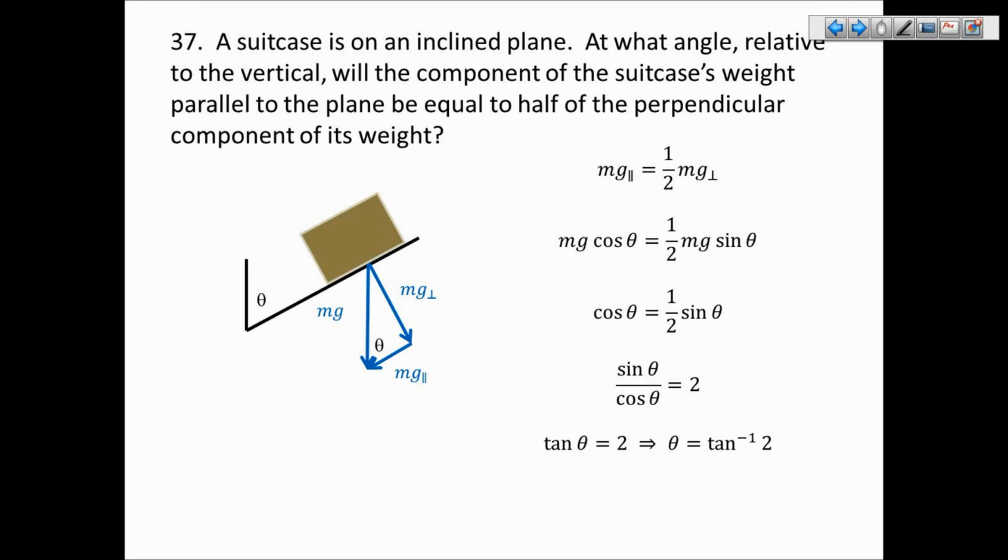To get rid of my tangent, that is to solve for my theta, I use an inverse tangent. Again, this is just a button on our calculator, typically second and then the tangent button. So theta is equal to the tangent inverse of 2. Plugging that into my calculator, I get 63.4 degrees.